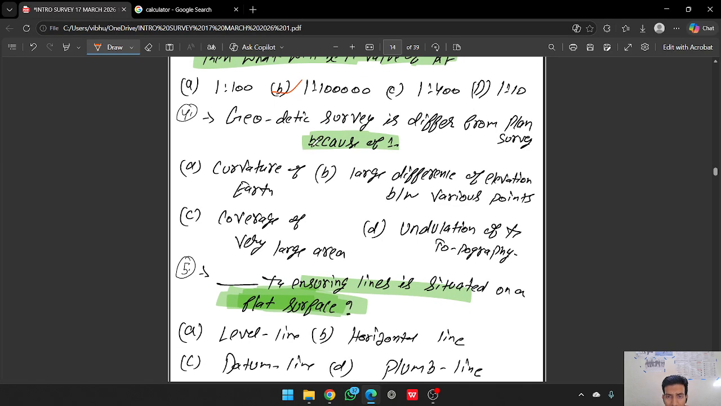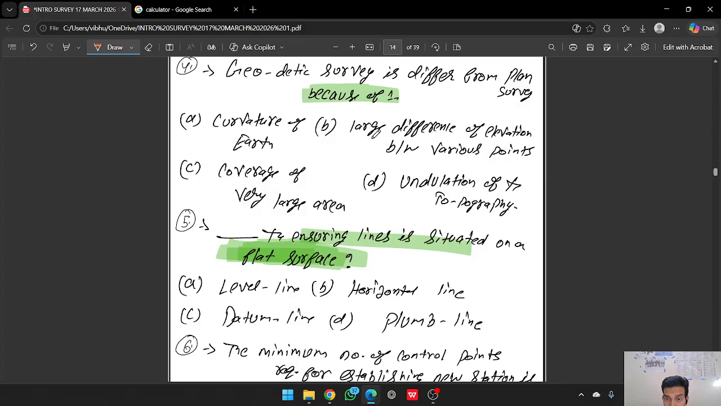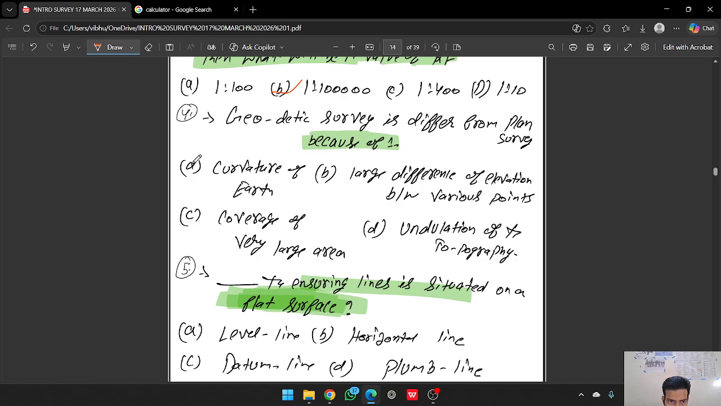The fourth question. Geodetic surveys differ from plane surveys because of curvature of Earth, large difference of elevation between various points, coverage of very large area, and duration of the topography. Curvature of the Earth and coverage of the large difference of elevation between various points.